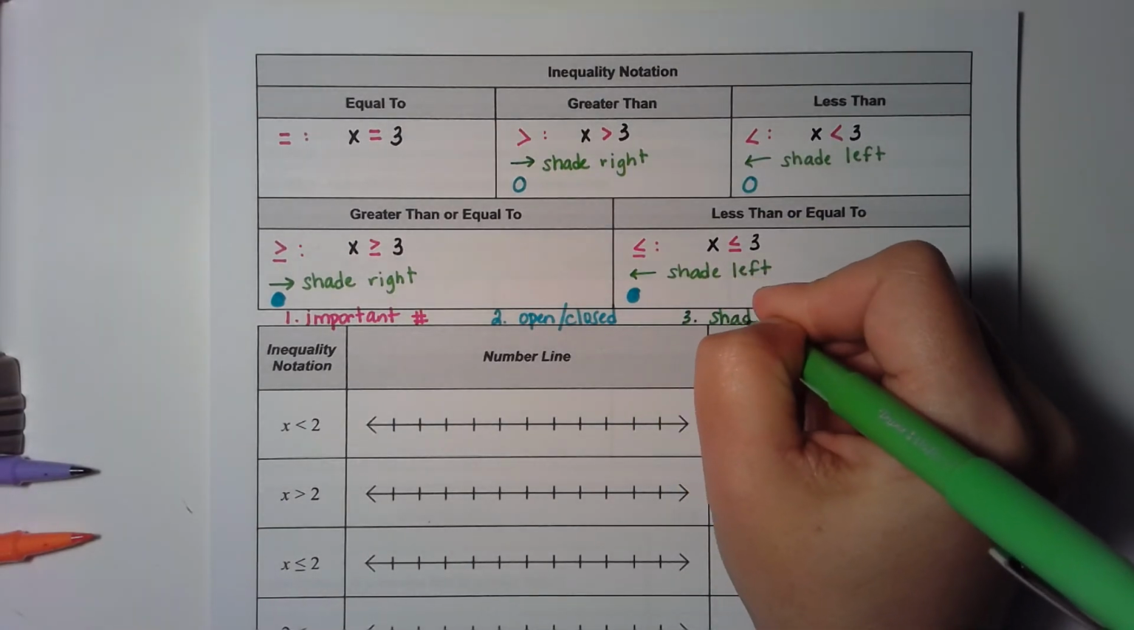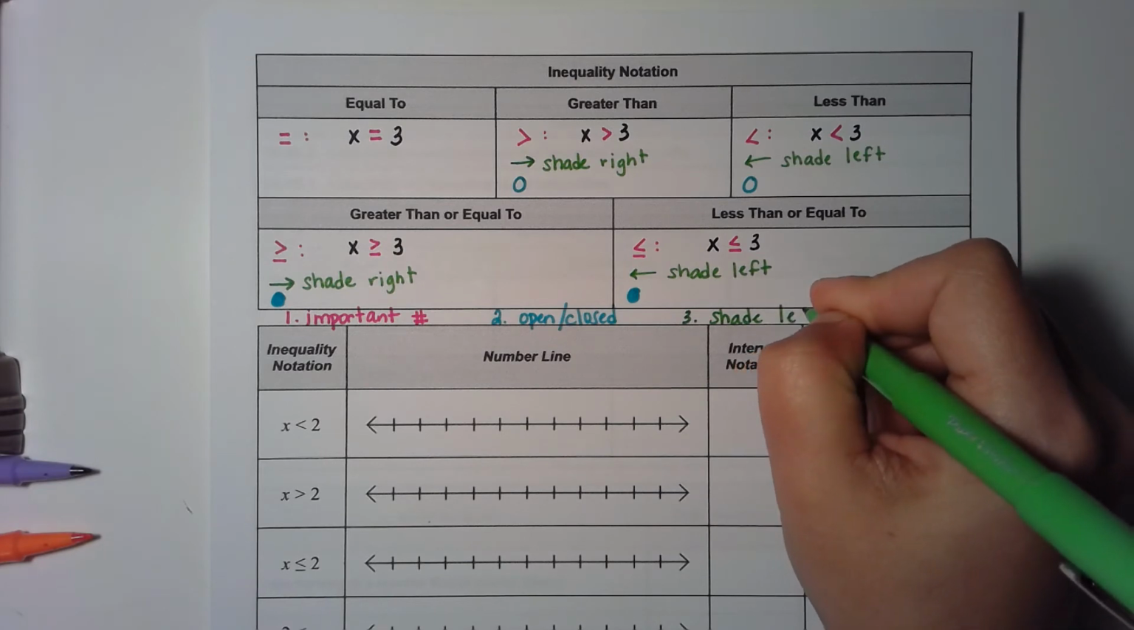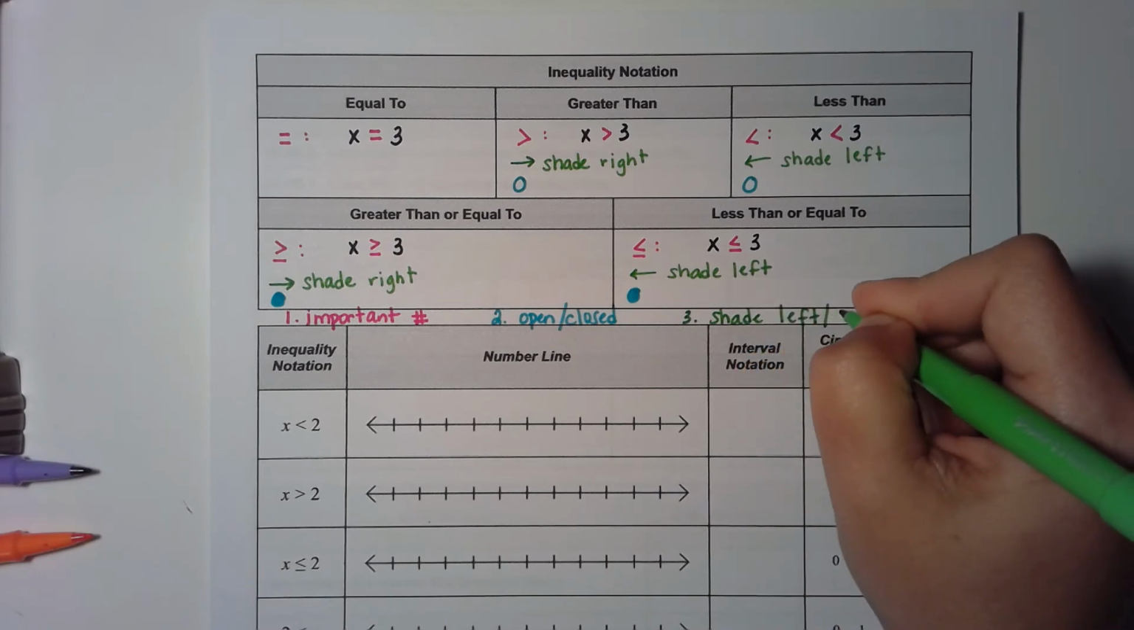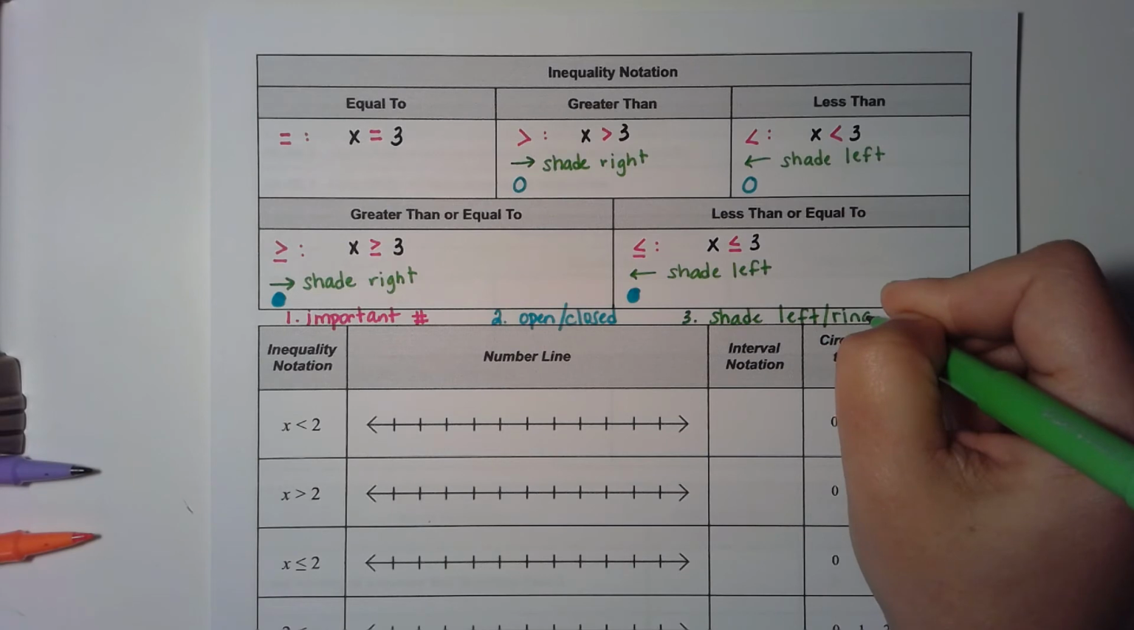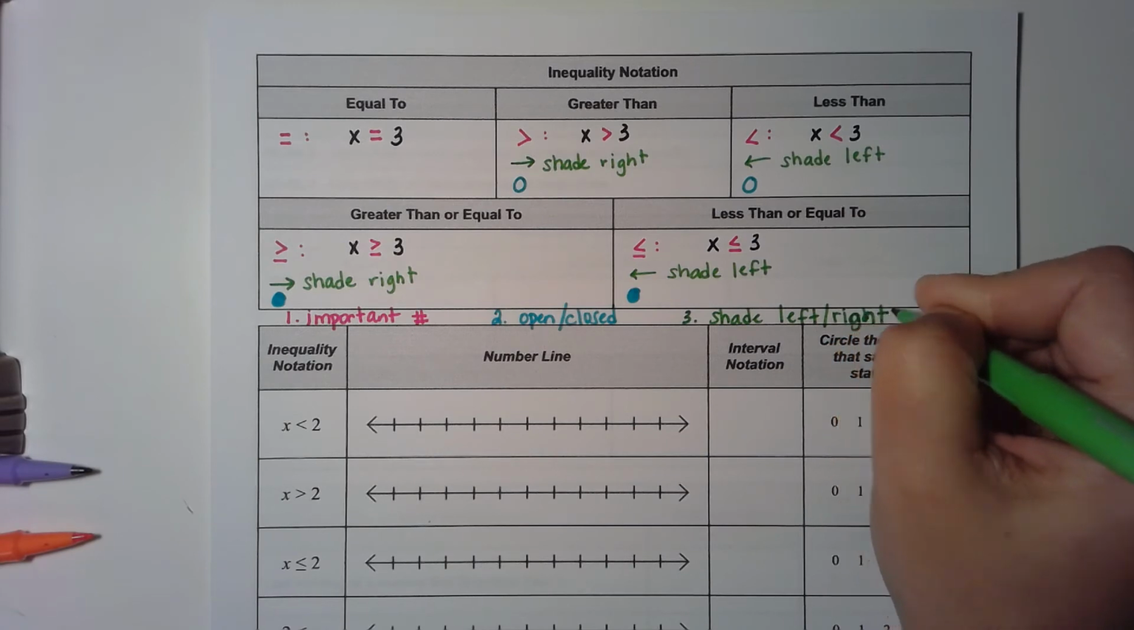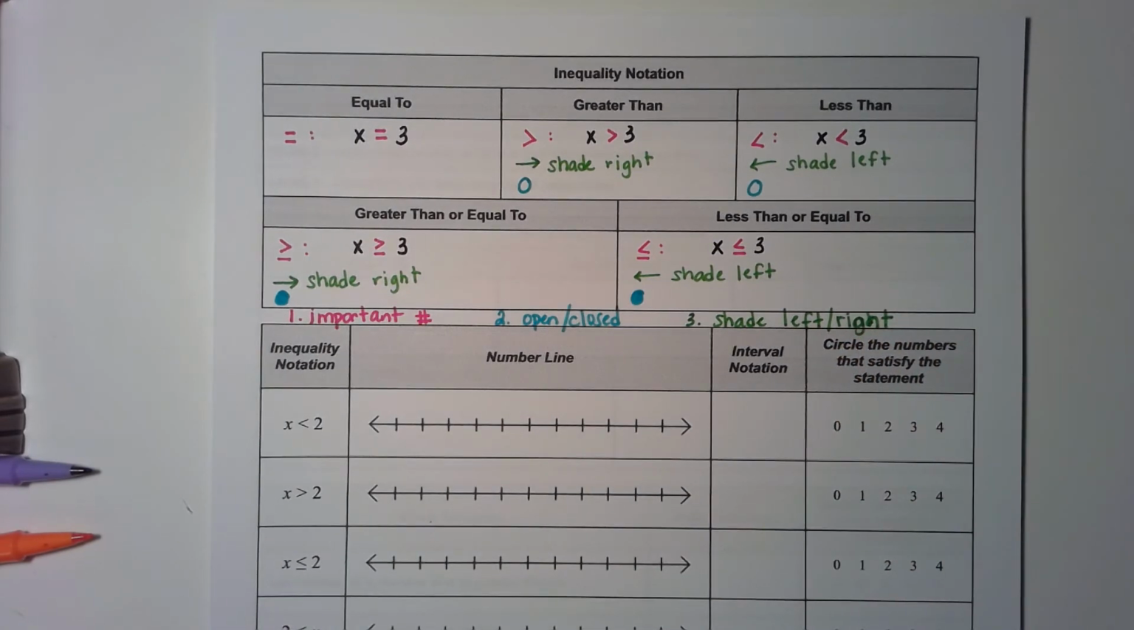Now, in this case, you're going to shade to the left or to the right. We're not going to work on inequalities where you shade in between. You're only going to ever shade in between if it's an interval, because then we can give you 2 numbers to use on your number line. And you're going to decide whether you shade to the left or the right based on whether it's a greater than or a less than. If you ever have a greater than, you're going to shade to the right. And if you ever have a less than, you're going to shade to the left. Okay, so let's try this.